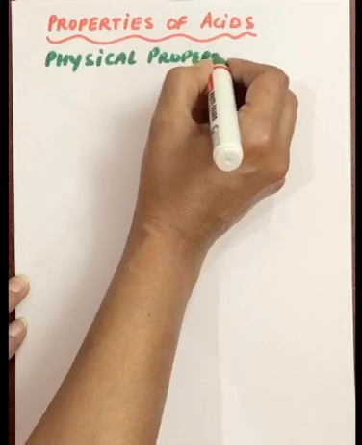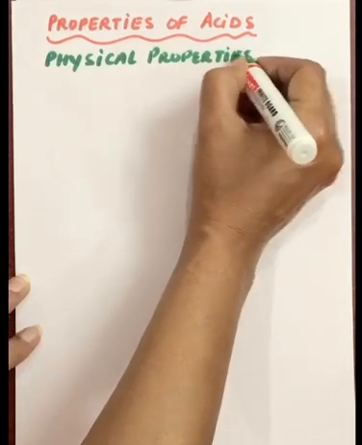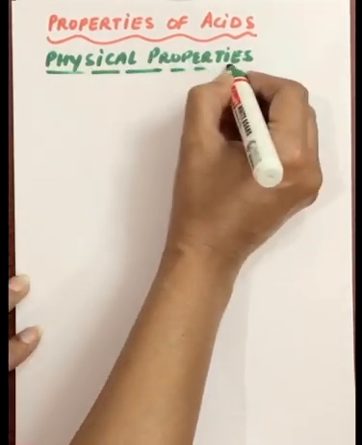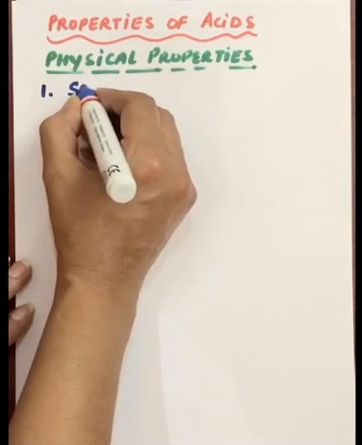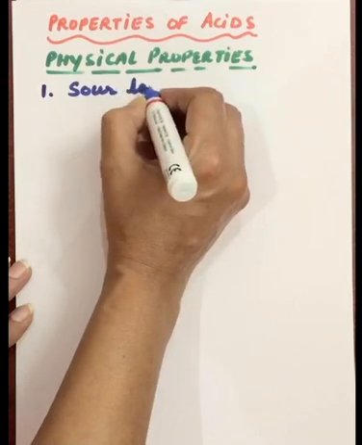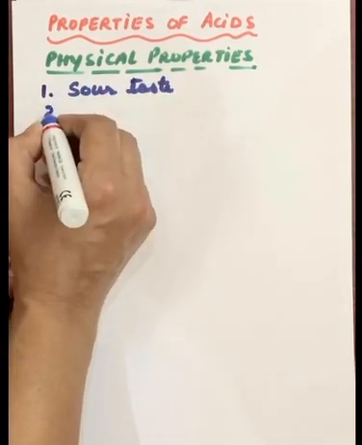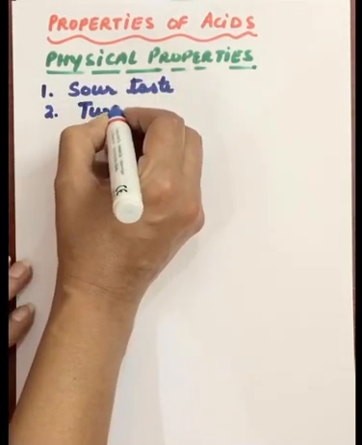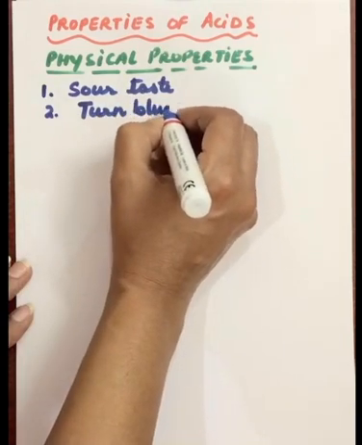Like acids, they are sour in taste. We all have tasted vinegar. Vinegar is sour in taste. So all acids, they have sour taste. And we have done, they turn blue litmus to red color.